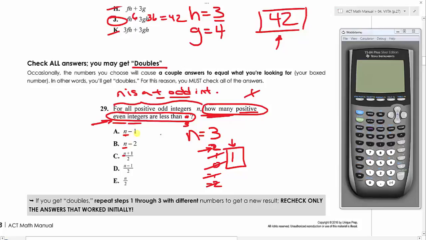So when we go to the answer choices, which we're ready to do now since we have our box number, this is n minus 1, which is 3 minus 1, which equals 2. So obviously that doesn't work. B is 3 minus 2, which equals 1.